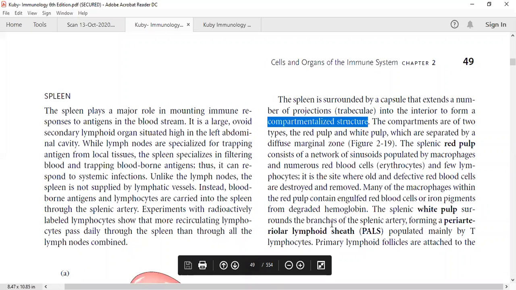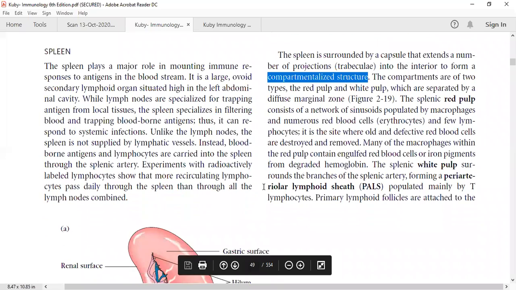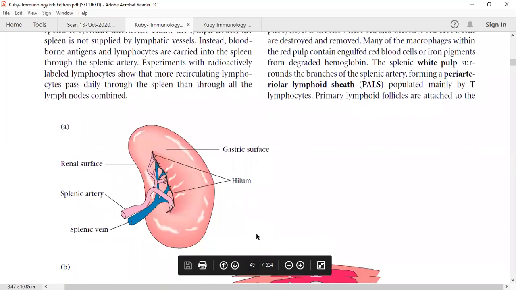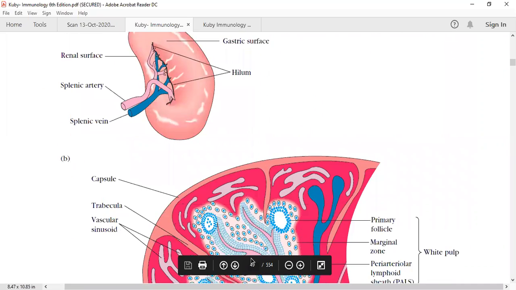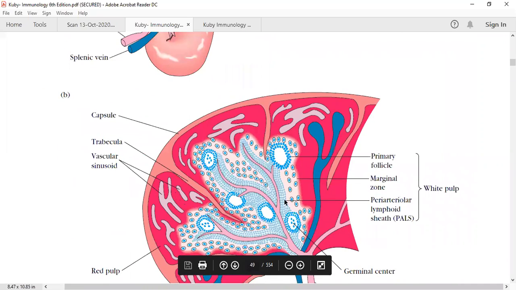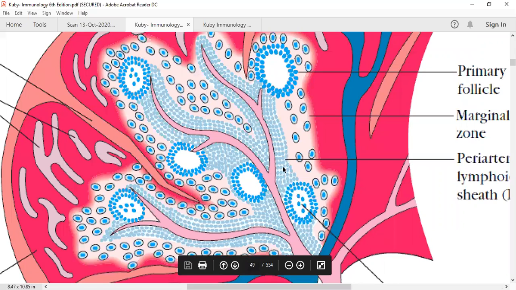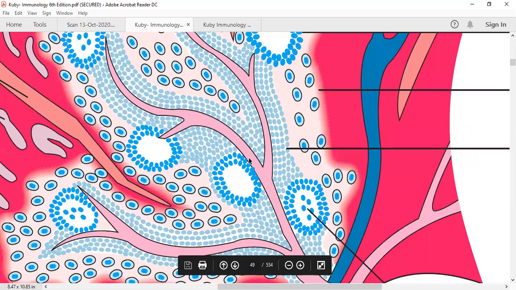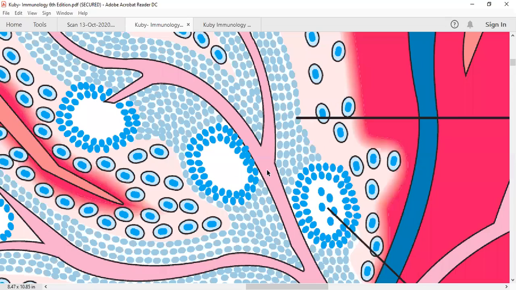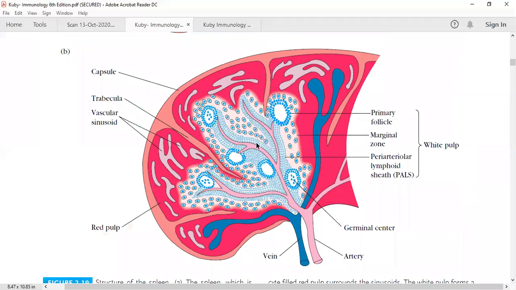The splenic white pulp surrounds the branches of splenic arteries, forming a pulse region populated mainly by T lymphocytes. I already told you this. The periarterial lymphoid sheath is rich in T cells, which are shown in this diagram also. These small cells surrounding the splenic arteries are T cells. It is called the sheath because this sheath-like structure is present around the splenic arteries.